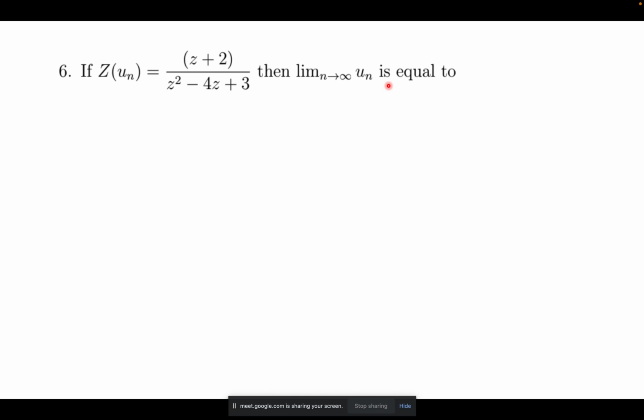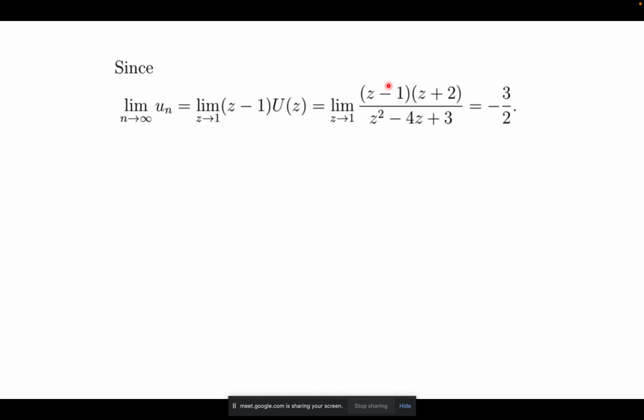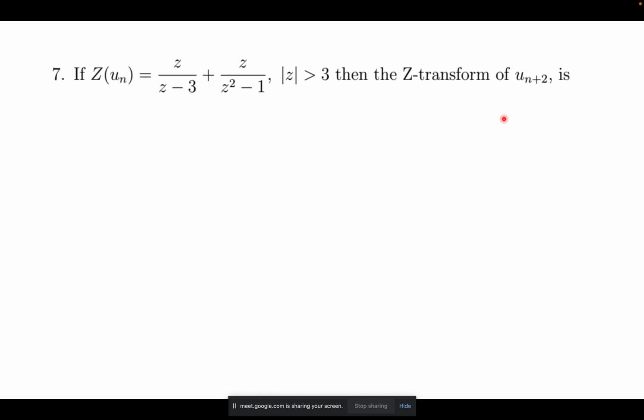And so the answer of this question is, if capital U(z) is given by this, then the limit as n approaches infinity of the sequence u(n) is minus 3 by 2. Again, I hope this problem was easy, I guess the very easiest problem in the whole assignment, and I hope every one of you was able to do that. So now let's move on to the next problem, which is the seventh problem.